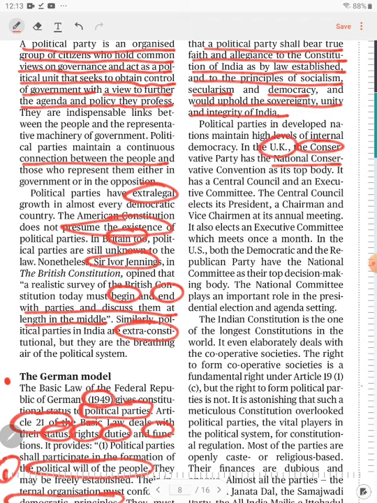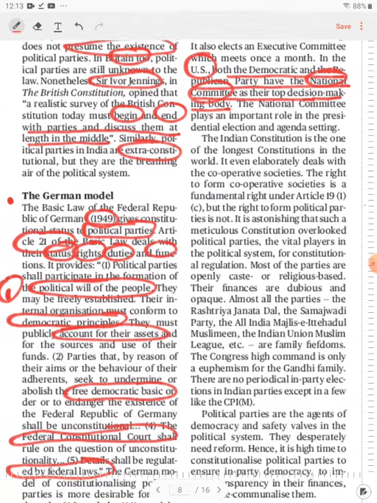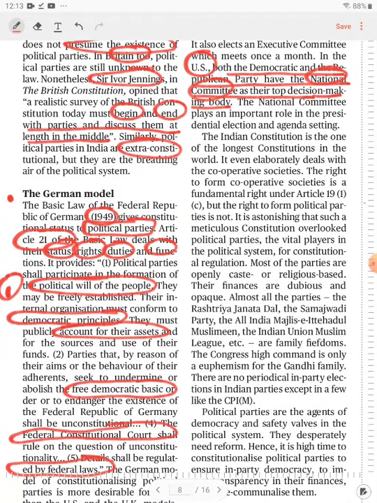But in the UK, and if you take the US also, both the Democratic and Republican Parties have a national committee as their top decision-making body. Whatever the national committee decides, definitely it is again based upon democracy. So even though they are not constitutional, they maintain a democratic structure.